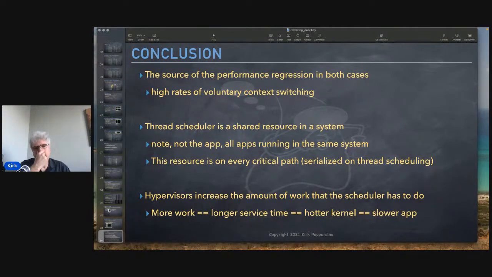And the other thing too is, we were in a lot of virtualized environments before. We just have to recognize that hypervisors cooperate with the thread schedulers, so they actually increase the amount of work that the scheduler has to do, because it now has to cooperate with the hypervisor to get the work done. And of course, more work equals longer service times equals hotter kernel, and that can have some negative effects on your applications.